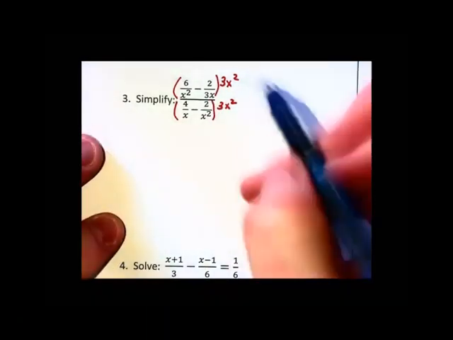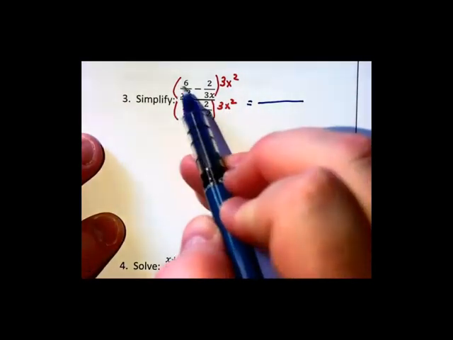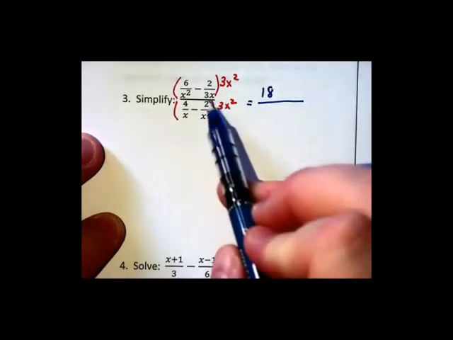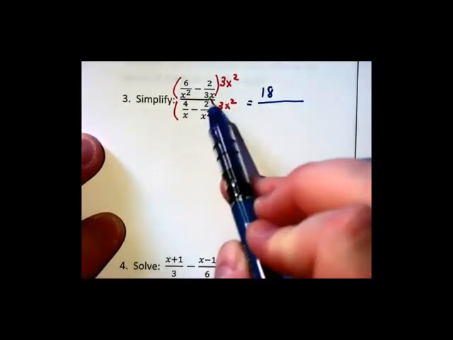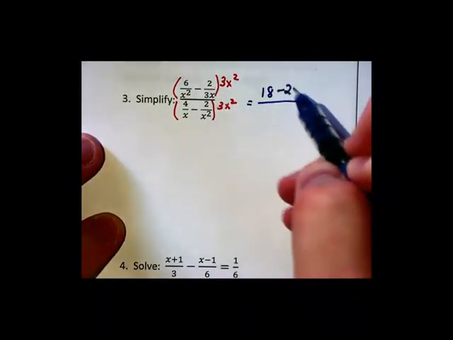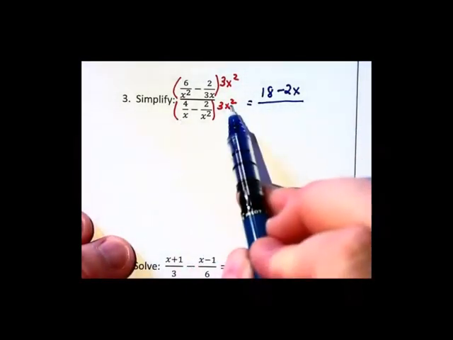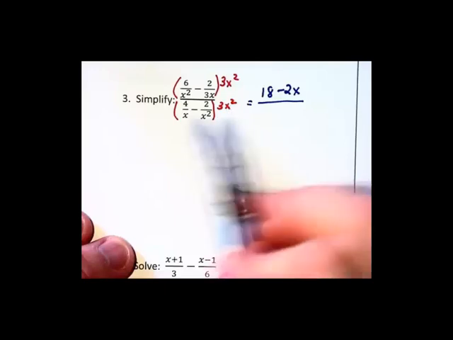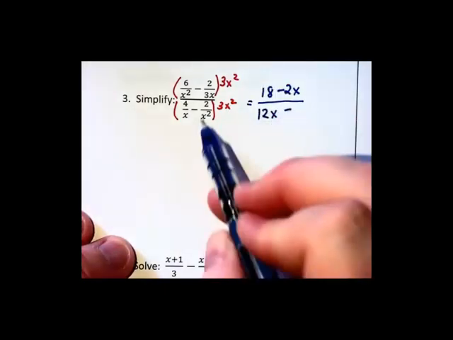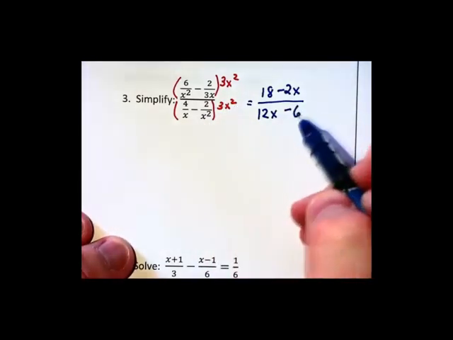In the top left corner, let's start there. The x squareds will cancel completely, leaving 6 times 3, which is 18. In the top right corner, the 3's cancel and one of the x's cancel, leaving the other x times the 2, so minus 2x. In the bottom left, x will cancel with one of the x's from the x squared, leaving 3x times 4, which is 12x, minus the x squareds cancel, leaving 2 times 3, which is 6.